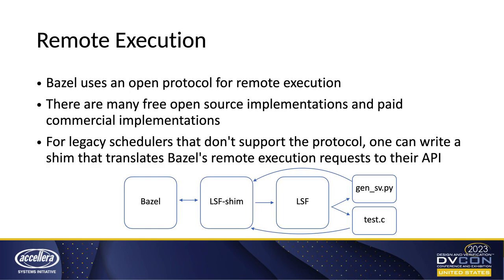So what will happen is Bazel will say, "Hey, do this command for me, like generate test.elf for me," and this LSF shim will say, "Okay, I'm gonna take that and translate that into a bsub command. I'm gonna submit that to LSF." LSF then does a bsub, runs that command somewhere on one of your compute nodes, and then the output is sent back to the LSF shim, which then responds to Bazel with, "Hey, this is the output, right? I created test.elf. Here it is."